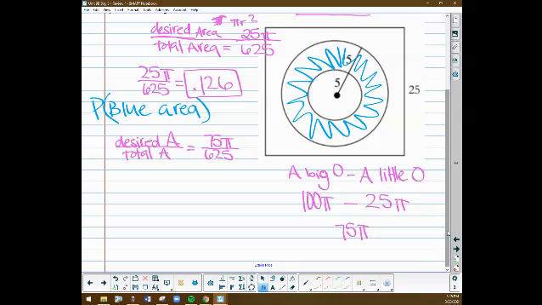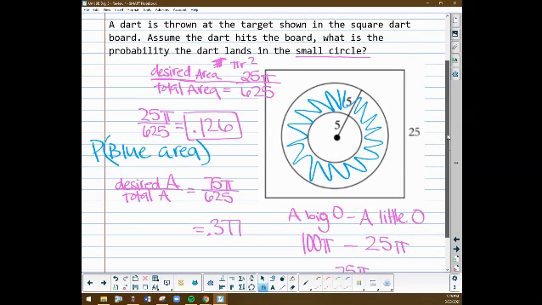And now I divide to get that probability. Okay, so 75 pi divided by 625 is 0.377. All right, so obviously it's harder to get in the smaller circles or the smaller area if you're at a dartboard. So it's less likely that you're going to land in the middle, a little bit more likely that you land in the blue disk, but we're not going to calculate missing the circle altogether.